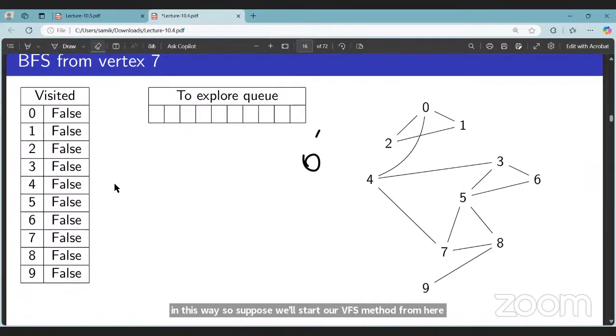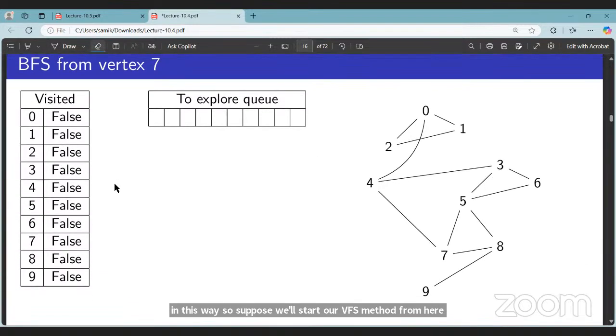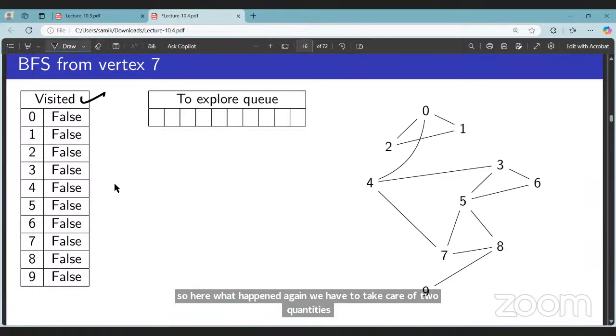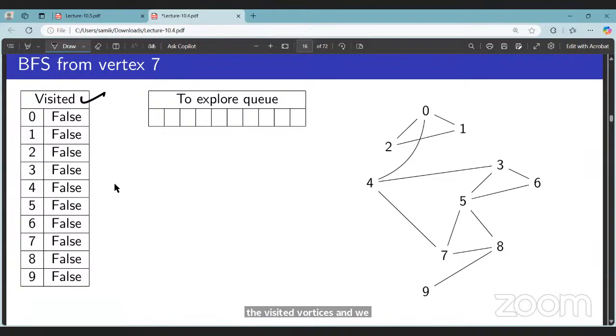Okay, so here what happened again, we have to take care of two quantities: the visited vertices, and we will use Q to manage our unexplored visited vertices. That means all those vertices which we already visited but haven't been explored. Explored means we haven't gone through the neighbors of those vertices. So we'll write down those vertices in a queue format.